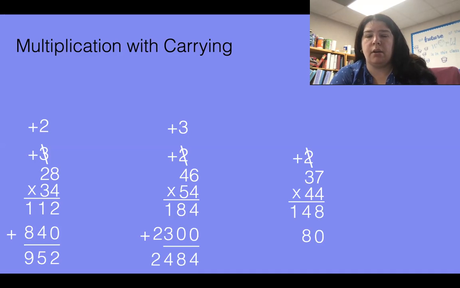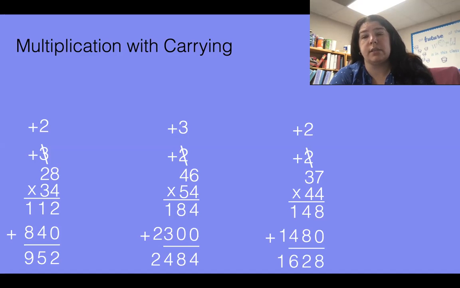7 times 4 is 28. Put your 8 down. Carry the 2. 3 times 4 equals 12. Plus 2 is 14. All right. Now these two partial products, we add them together and we get an answer of 1,628. That's your final answer.